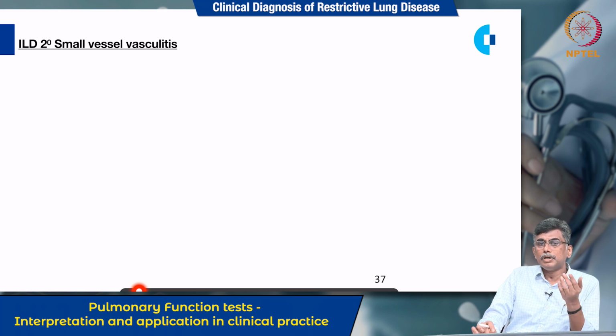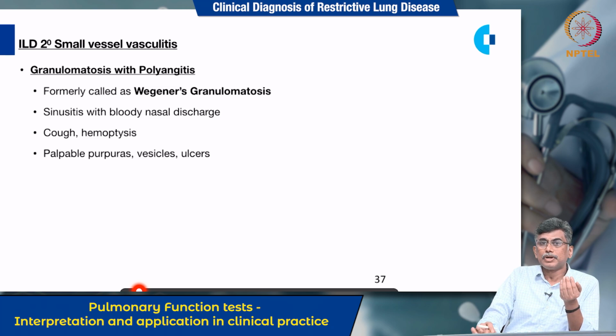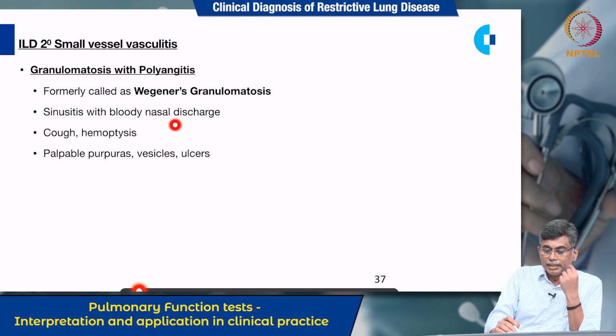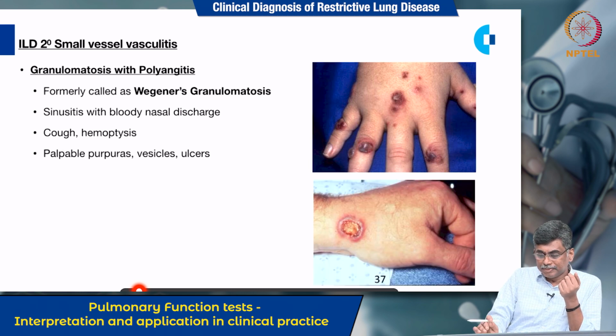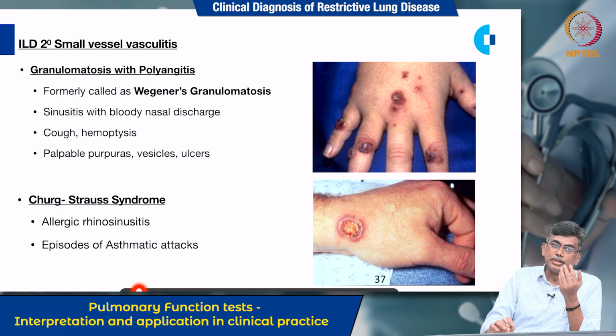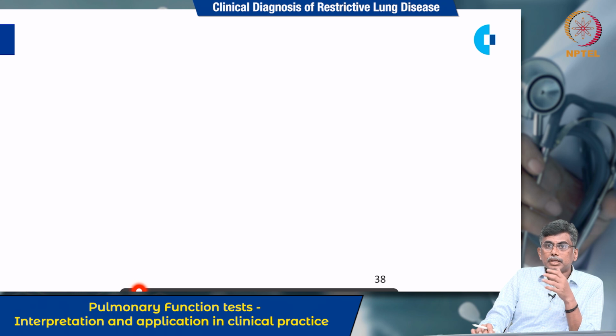Now with regards to ILD secondary to small vessel vasculitis, we saw two things, Wegener's and Churg-Strauss. Here we ask Wegener's granulomatosis, which is also called granulomatosis with polyangiitis. There is sinusitis with bloody nasal discharge, cough with hemoptysis, and presence of some palpable purpuras, vesicles and ulcers. So we ask for these history, whether they are present or not. With regards to Churg-Strauss, we ask for history of allergic rhinosinusitis and is there any episode of asthmatic attacks. So this is the history for all these known causes.